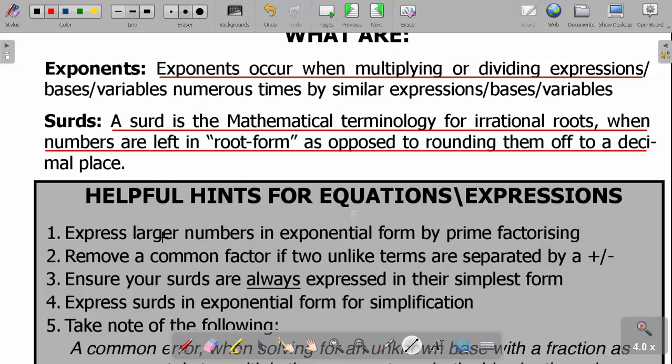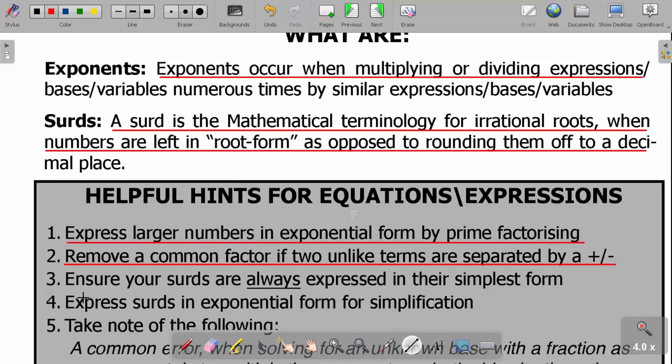Now let us look at some helpful hints for equations or expressions. What we do in this topic, we express larger numbers in exponential form by prime factorizing. We're going to look at examples shortly. By prime factorizing, that means getting the factors, and then from there remove a common factor if two unlike terms are separated by a plus or a minus sign. You remove a common factor if two unlike terms are separated by a plus or a minus sign.